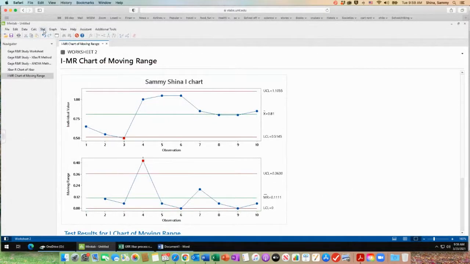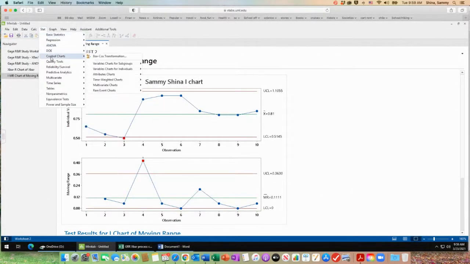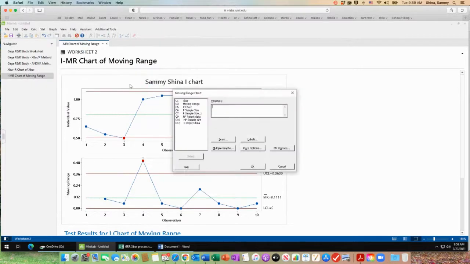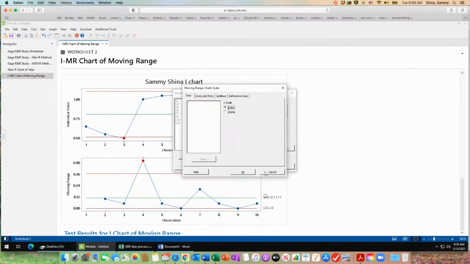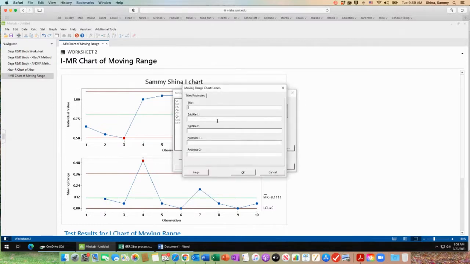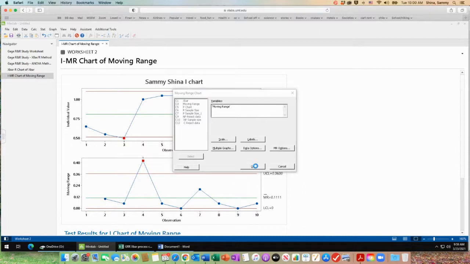So if we want to do the moving range, we go stat, control charts, individuals. Instead of doing IMR, we can do moving range. I haven't really done this. We'll just see what it looks like. So we do the moving range, select, scale, same, labels. We'll just say Sammy Shina MR chart. I made a typing mistake. And we're ready to go. All the rest are the same.